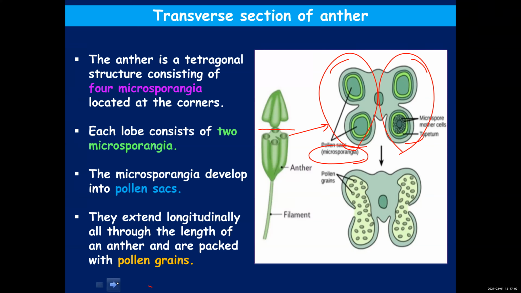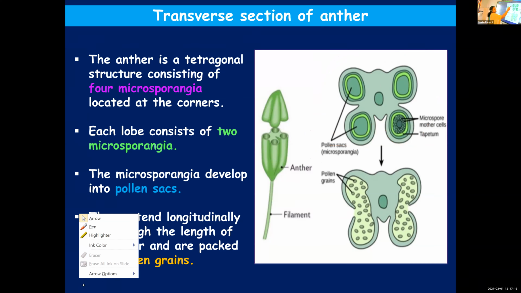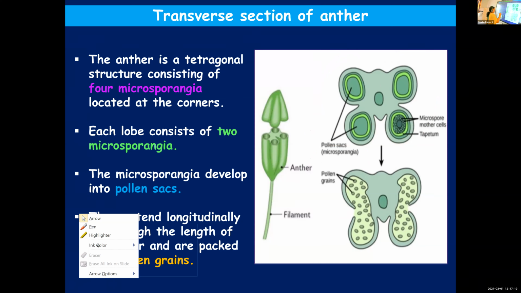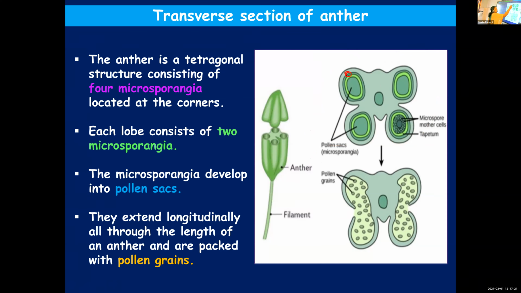Last point. These microsporangia will be extending longitudinally all through the length of an anther. See here, you can find it is not limited to a particular region. It is extending longitudinally all through the length of the anther, and they'll be filled with pollen grains.